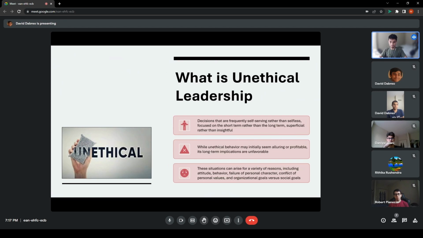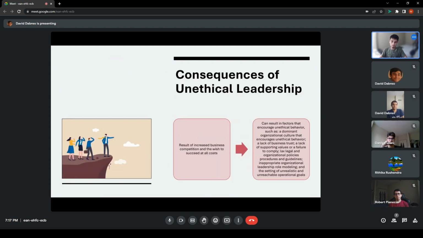So let's go into the consequences of unethical leadership. Many people have turned to unethical business practice as a result of increased business competition and the wish to succeed at all costs. That can result in factors that encourage unethical behavior, such as a dominant organizational culture that encourages unethical behavior, a lack of business trust, a lack of supporting values, or a failure to comply with lax legal and organizational policies, procedures, and guidelines. Inappropriate organizational leadership role modeling, and the setting of unrealistic and unreachable organizational goals. Such events can have disastrous consequences for everyone concerned.